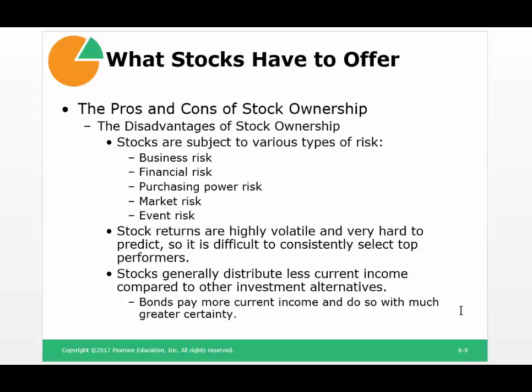The primary disadvantages, though, are really about the risk. There's risk with the businesses. There's risk in how the businesses finance themselves. There's inflation risk. Stock returns in general are volatile. They change up and down, sometimes many times in a day, going positive and negative. And in general, stocks have a tendency to distribute less current income compared to alternative investments. But for most people, that's not why you buy stocks. You buy stocks for price appreciation, not necessarily current income.